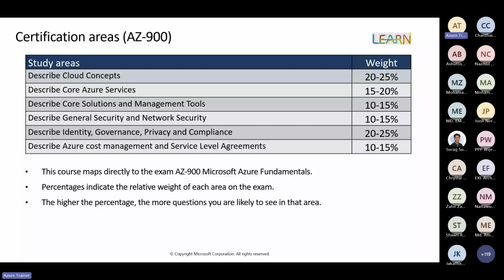So basically, when you're going for the exam, if you're planning to write AZ-900, 20 to 25% of the questions you can get from the cloud concepts side. The rest you can see in the portal here, right? Another 15% you can expect from the core services, and the security or the network side you will be getting another set of questions here, right?